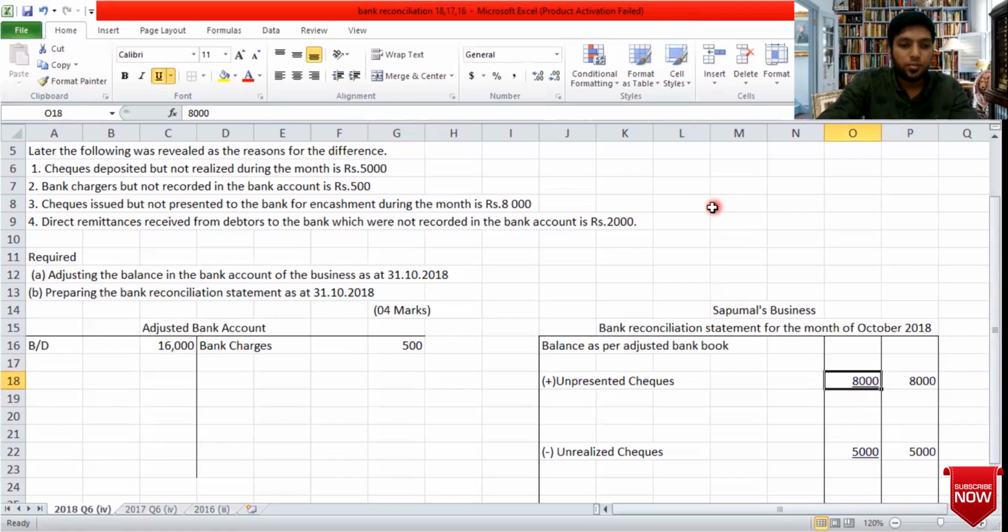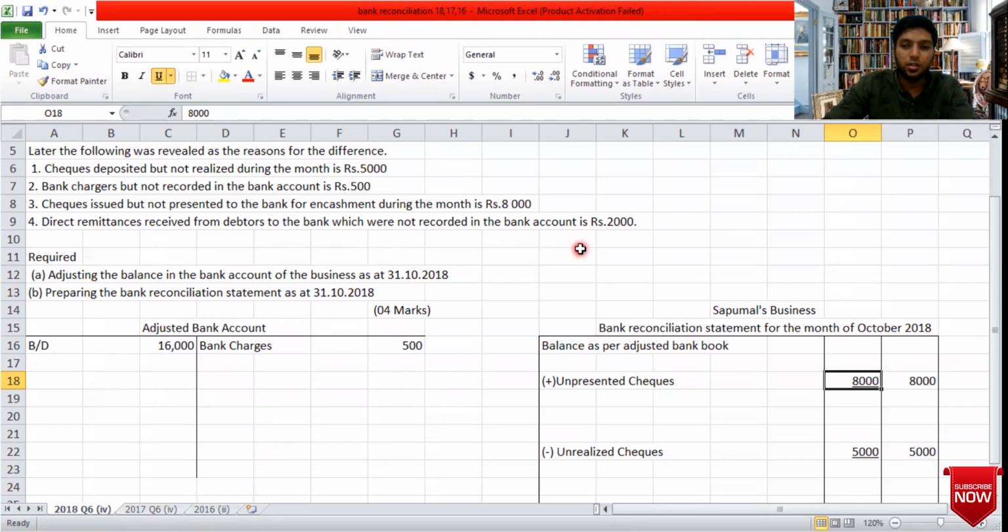And you have direct remittances received from debtors to the bank which were not recorded in the bank account, rupees 2,000. So what is this direct remittance? When it comes to direct remittances, you need to know it's an electronic payment which you have received. It's not a check payment. That's the reason I'm not taking it on the bank reconciliation statement. And this is an amount of 2,000.